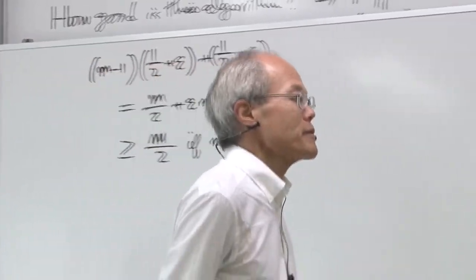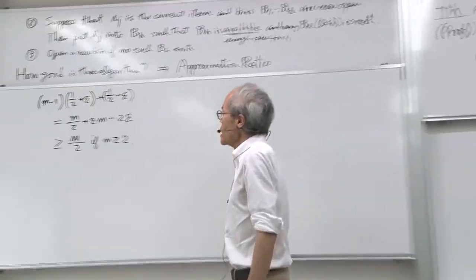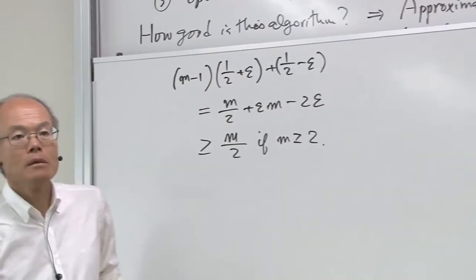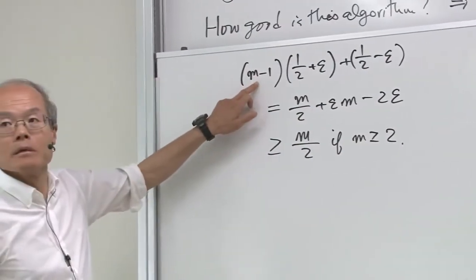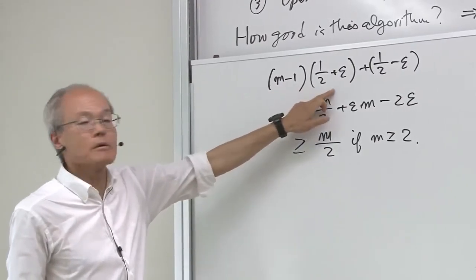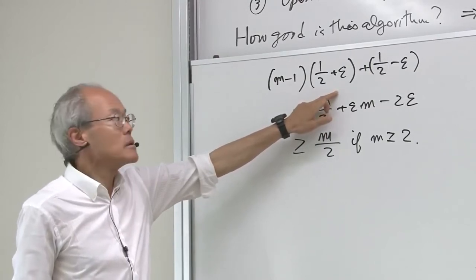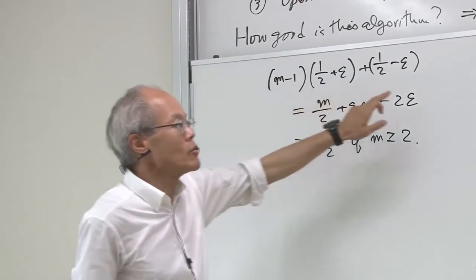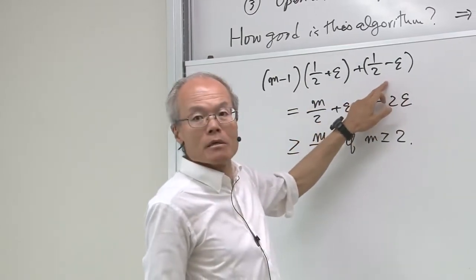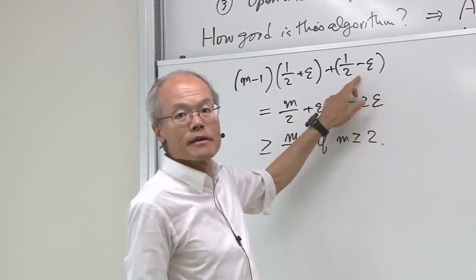So the total amount of items in the bins is at least, we have m minus 1 bins, that is at least 1/2 plus epsilon. That is more than 1/2. And only one bin, which might be less than 1/2, should be at least this value.